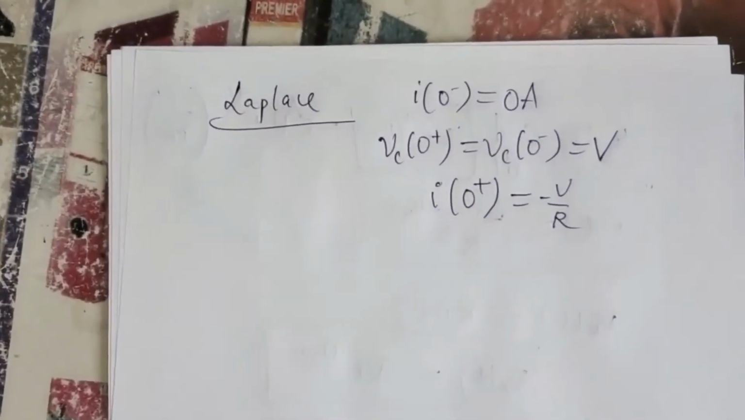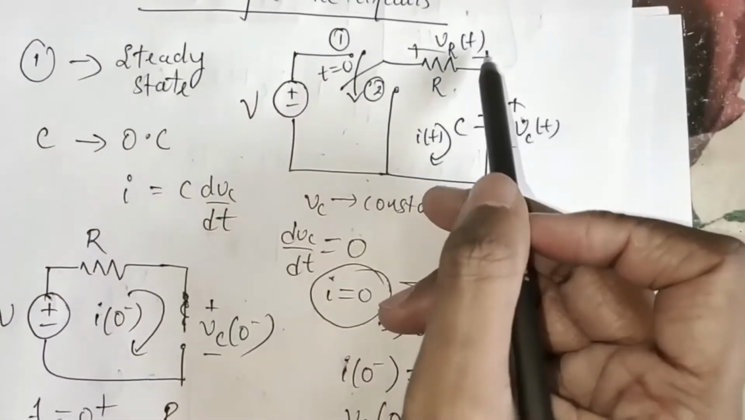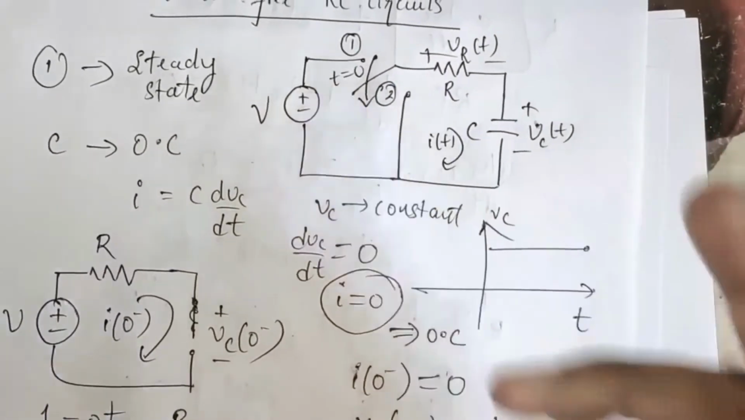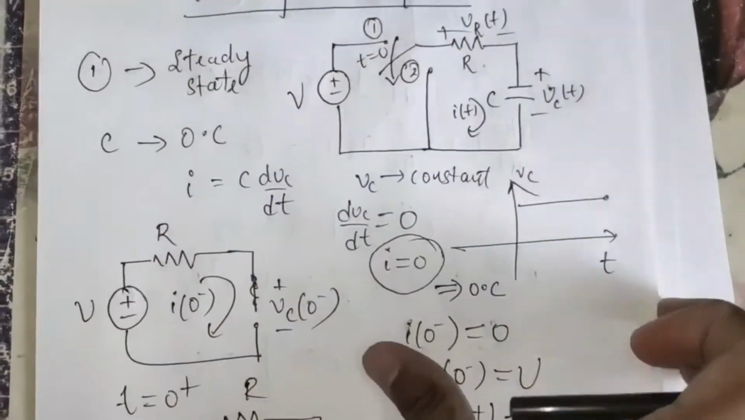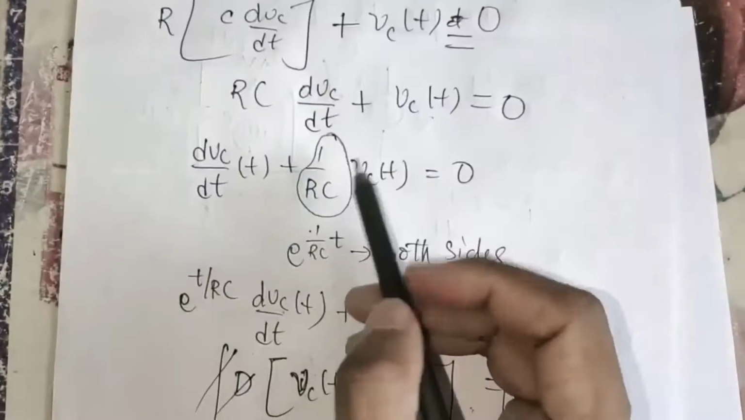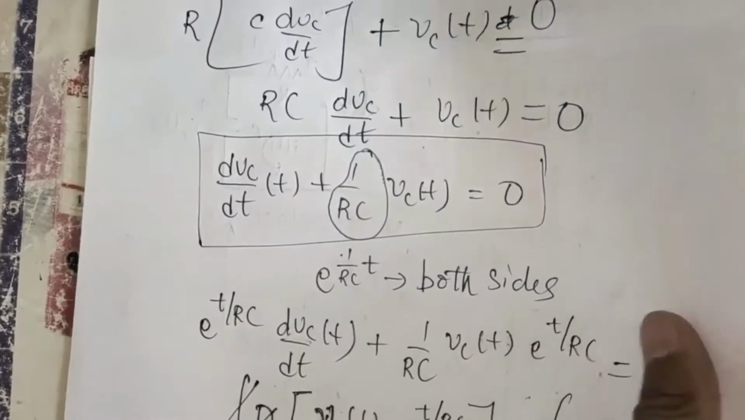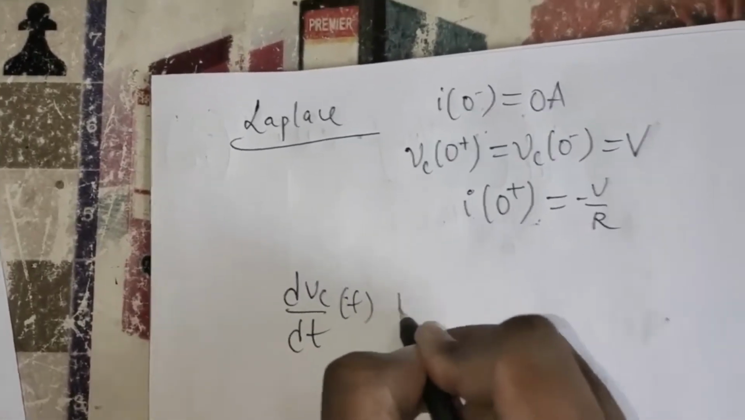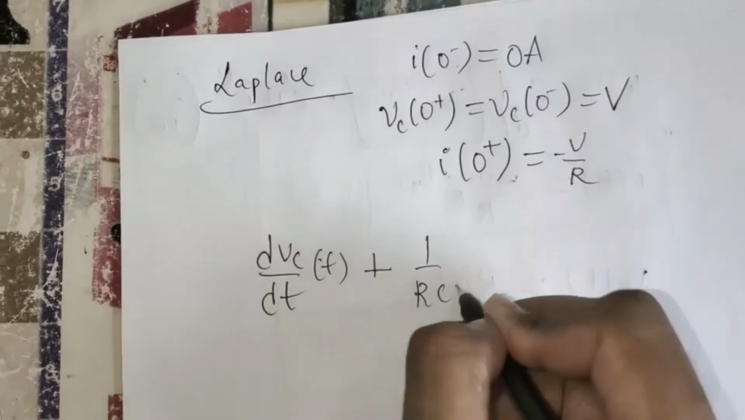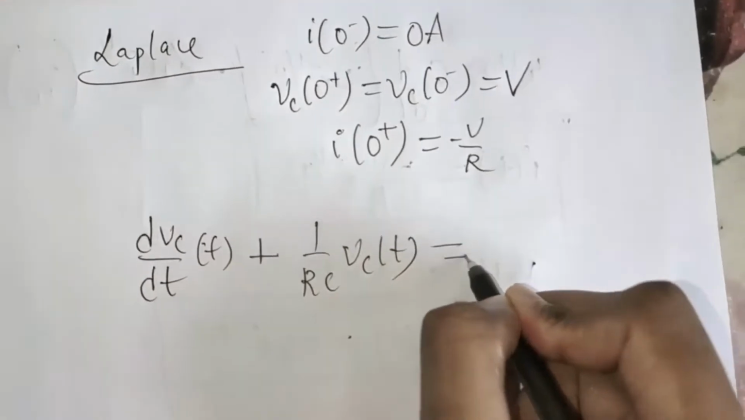Let us consider the same circuit, that is the source-free RC circuit. After moving the switch to the second position, when I apply KVL to this loop, we have this expression. Let us use the same expression to derive Vc of t using Laplace transform. So dVc by dt plus 1 by RC into Vc of t is equal to 0.